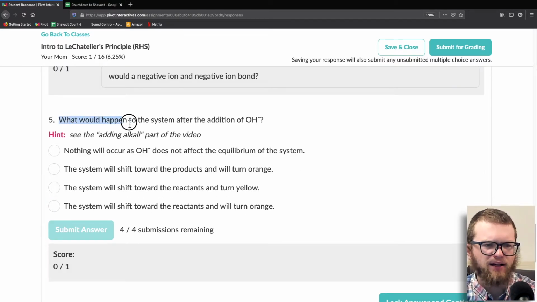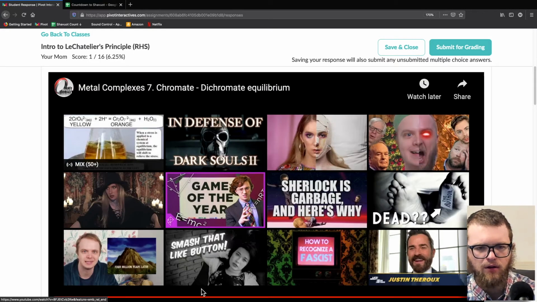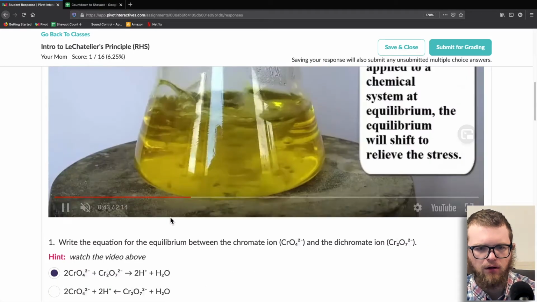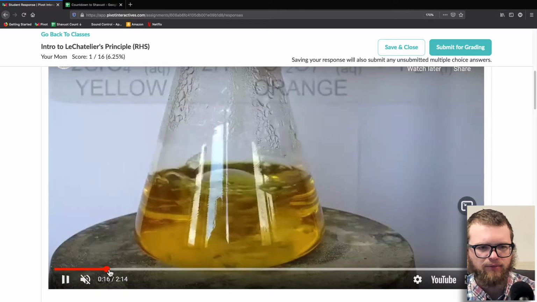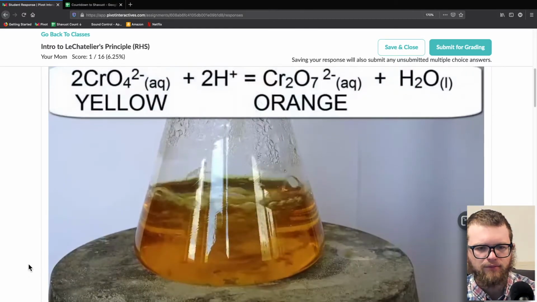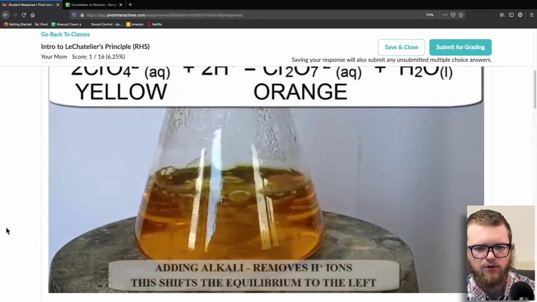Okay, then it asks, what would happen to the system after the addition of OH minus? See the adding alkali part of the video. Well, let's go back up to the video and find the part that says adding alkali. Did I skip it? Oh no, here it comes.